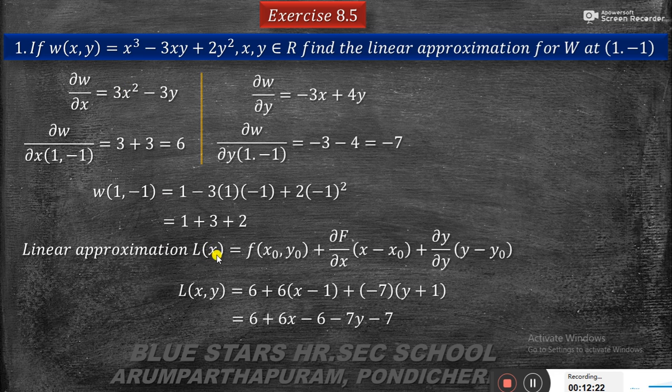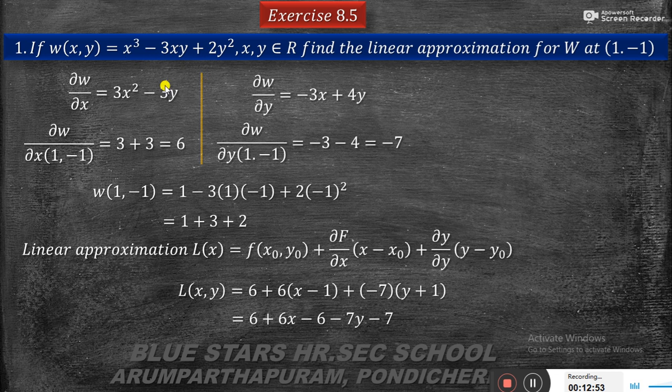So we know that the linear approximation at the 2 point, f(x0, y0), here the function is w. So w(x0, y0) plus ∂w/∂x at the point (x0, y0) into (x − x0) plus ∂w/∂y at the point (x0, y0) into (y − y0). So first, this is the w function: w(x, y) equal to x³ − 3xy + 2y².